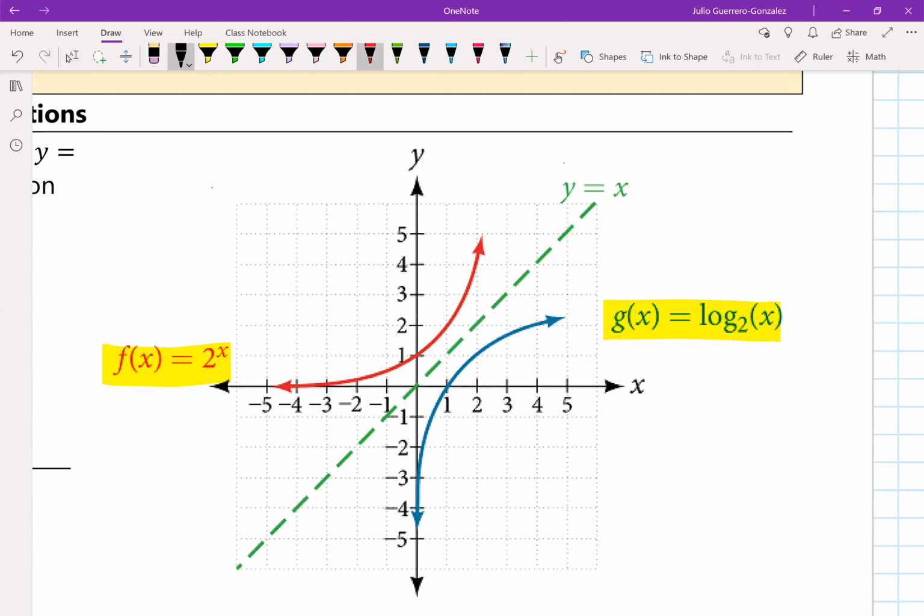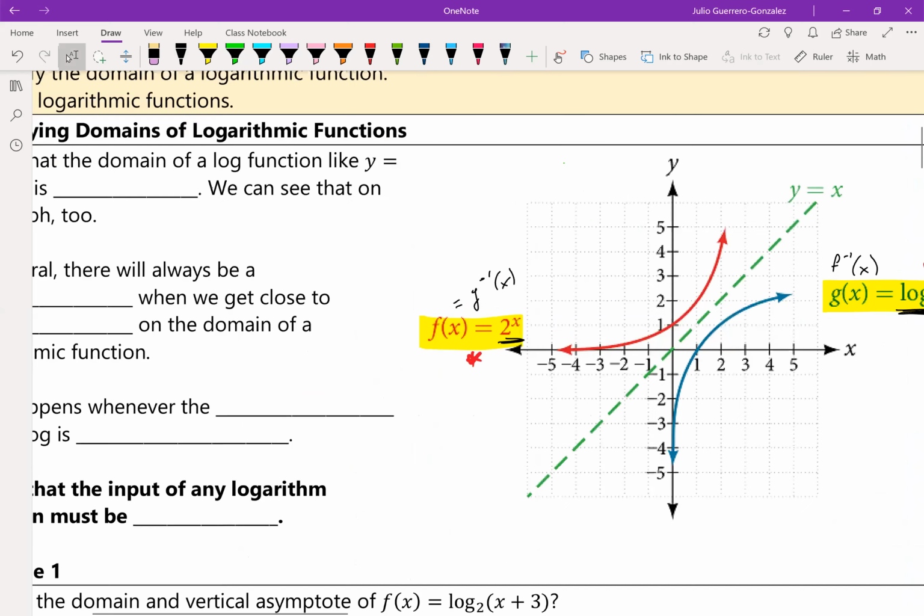So this is actually g inverse of x, and this is actually f inverse of x. If you have 2 to the x, you use logarithm base 2 to undo it, and the same thing in reverse. If you have log base 2, you exponentiate it to get rid of it. Cool? Okay.